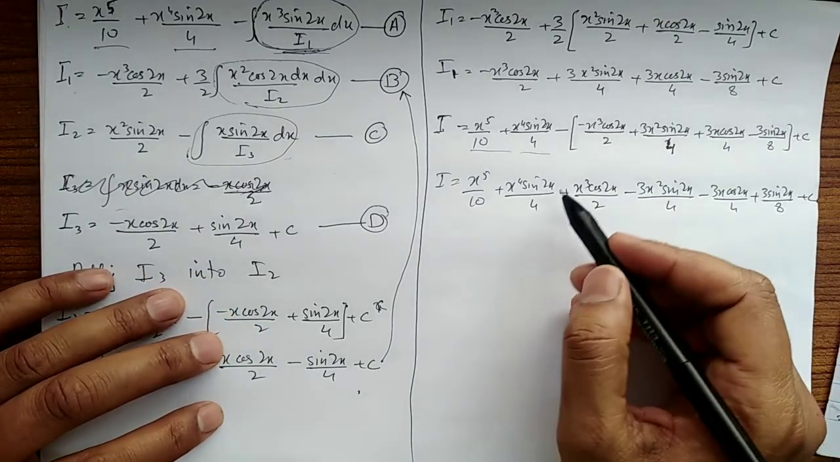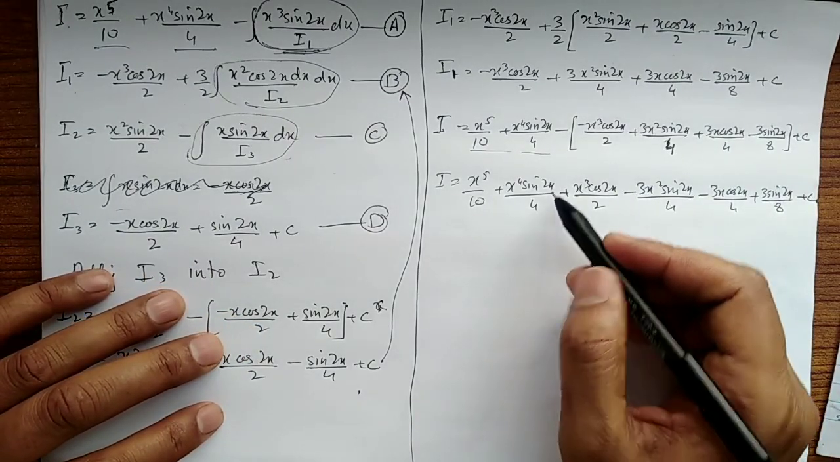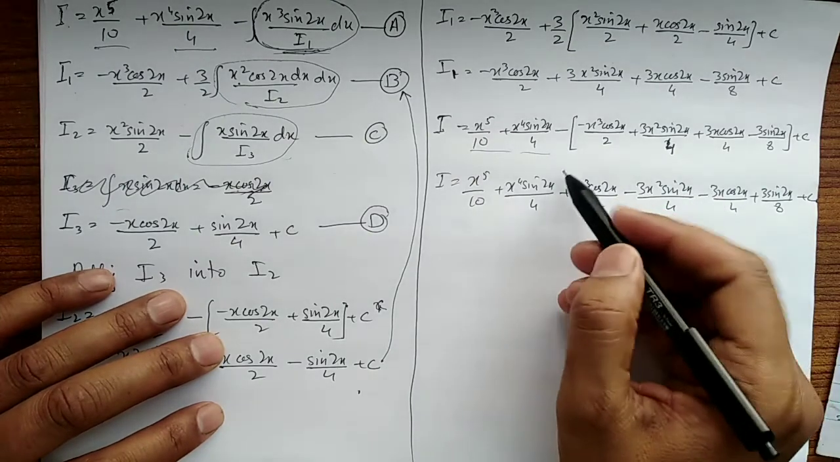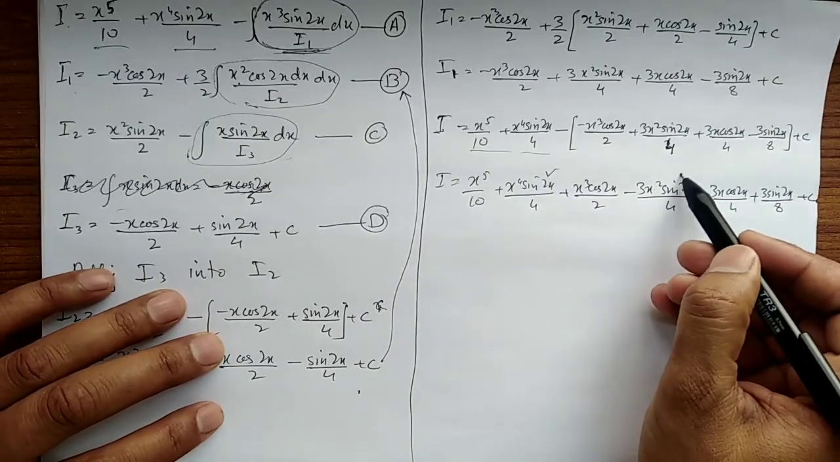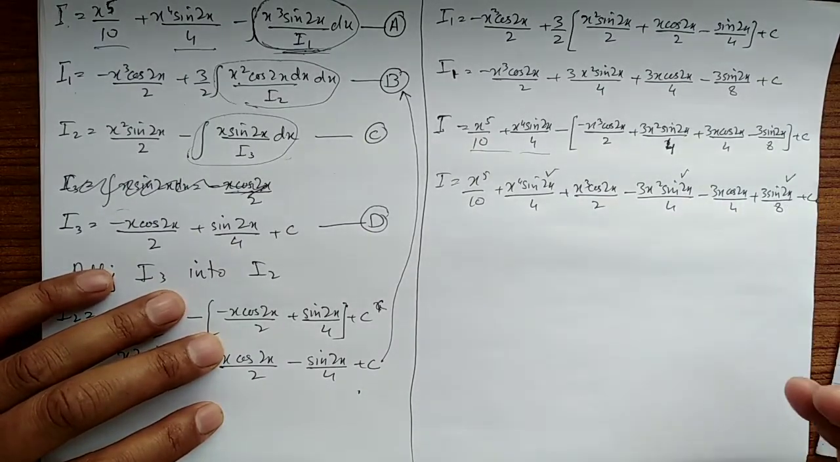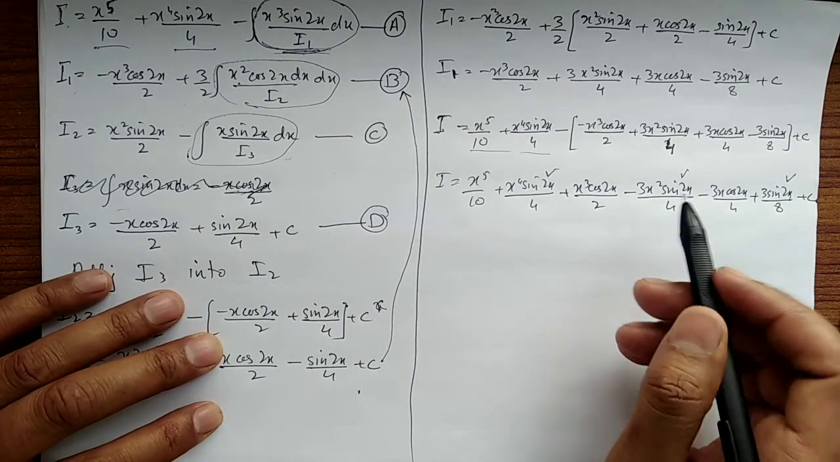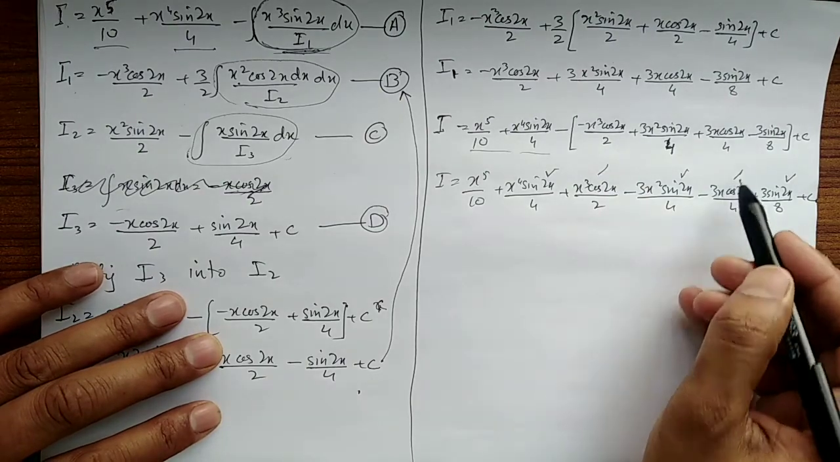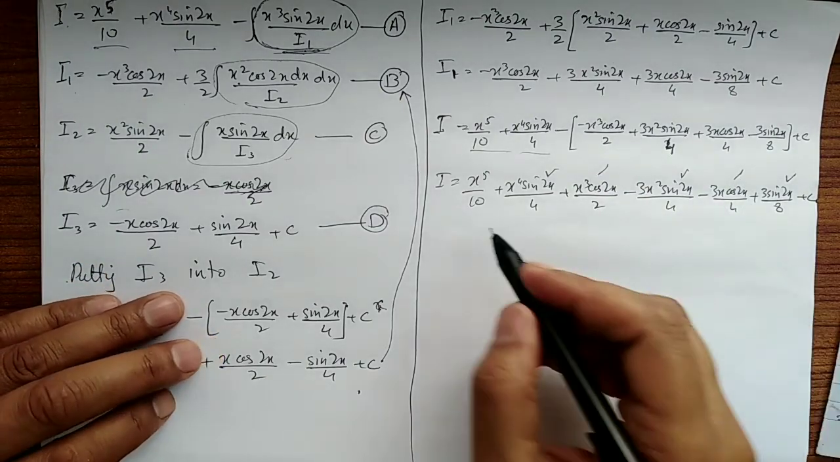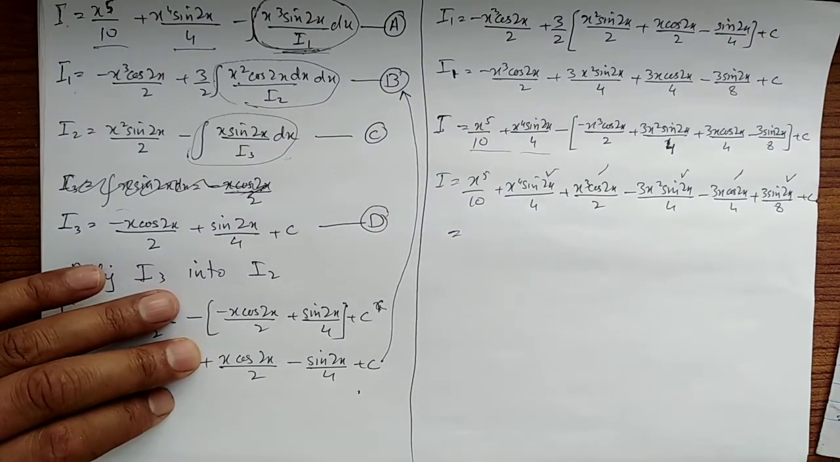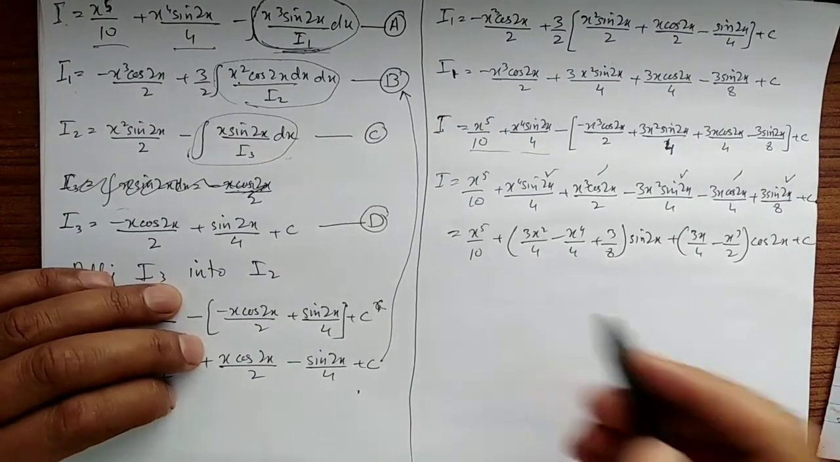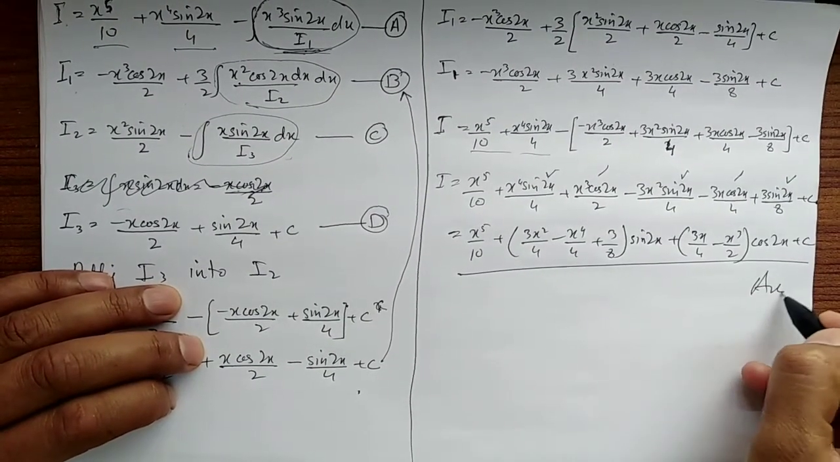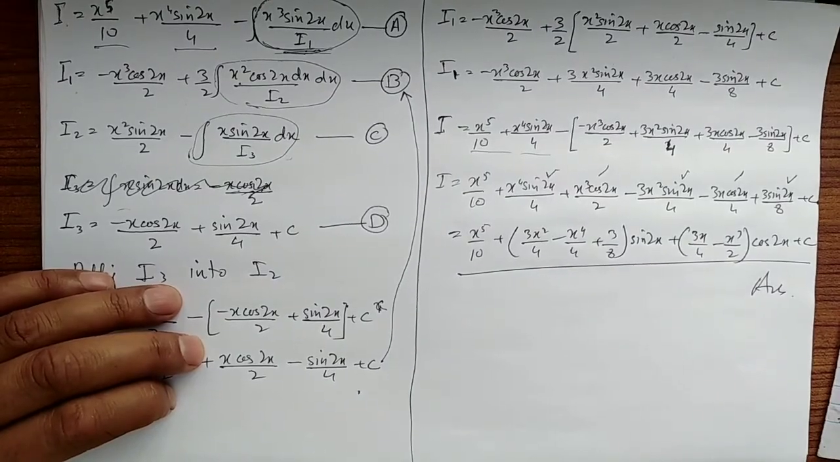So after now combining the parts of sine 2x and cos 2x, I'm going to combine this part and this part. Combining these 3 parts and combining this part and this part, taking the common part, we get this part, which is our final answer.